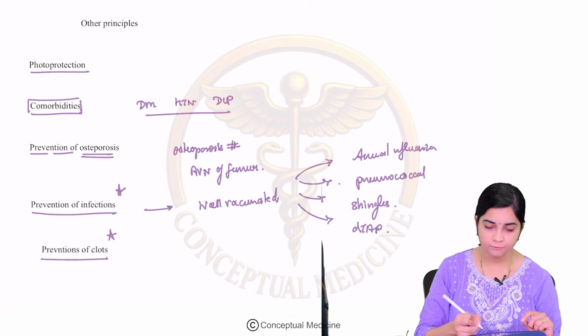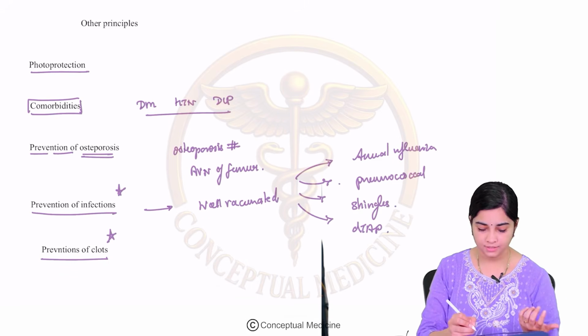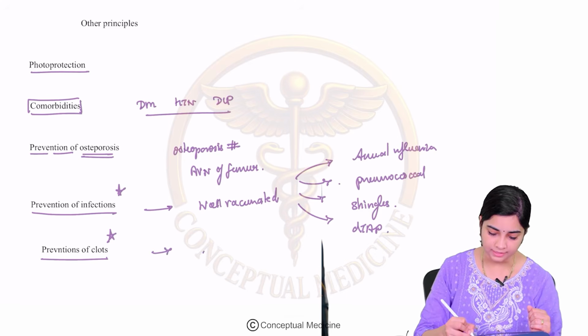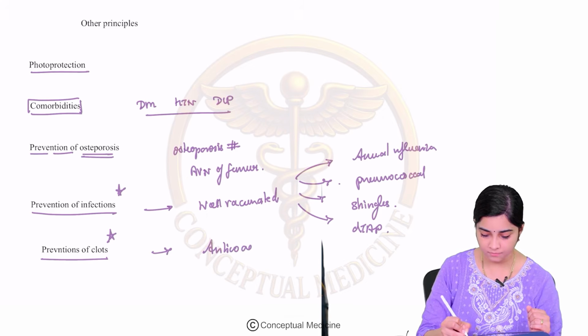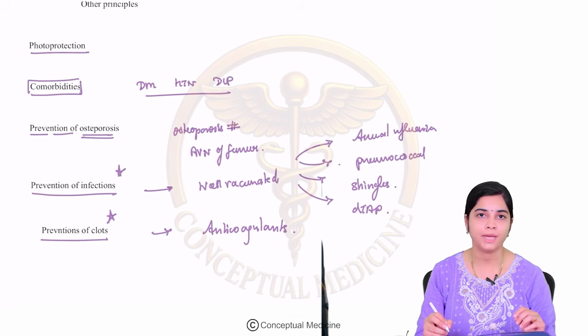Then, especially if you have an SLE patient with APLA syndrome, or APS, you have to prevent clots, and hence you may have to start them on anticoagulants. So this is about the various other principles used in the management of SLE.